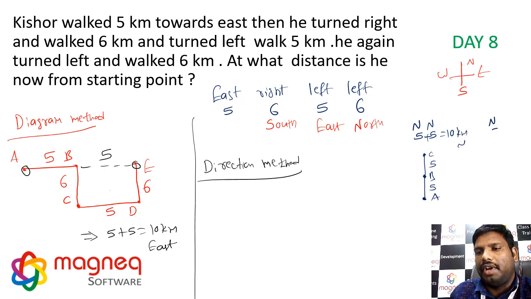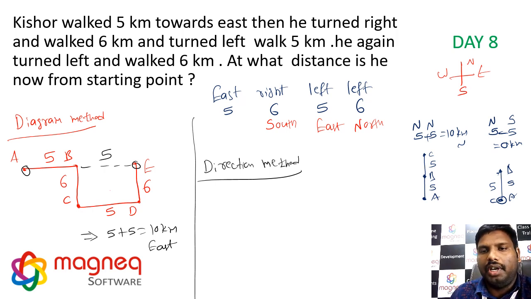Next, north 5 kilometers, south 5 kilometers. From starting point A to B, 5 kilometers. From B to C, 5 kilometers. Starting point A, ending point C. 5 minus 5, 0 kilometers. Same direction, addition; opposite direction, subtraction.